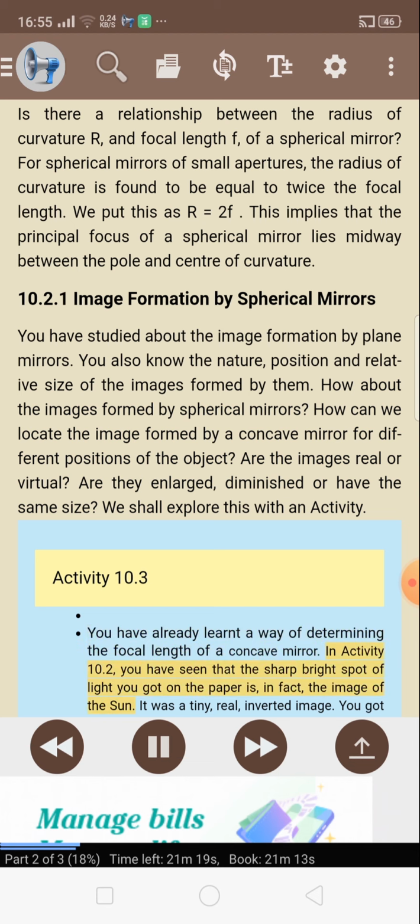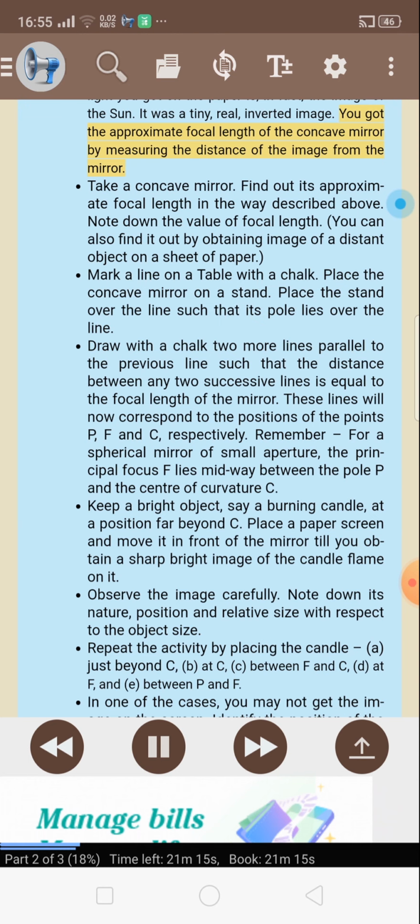In Activity 10.2, you have seen that the sharp bright spot of light you got on the paper is in fact the image of the Sun. It was a tiny, real, inverted image. You got the approximate focal length of the concave mirror by measuring the distance of the image from the mirror. Take a concave mirror, find out its approximate focal length in the way described above. Note down the value of focal length.